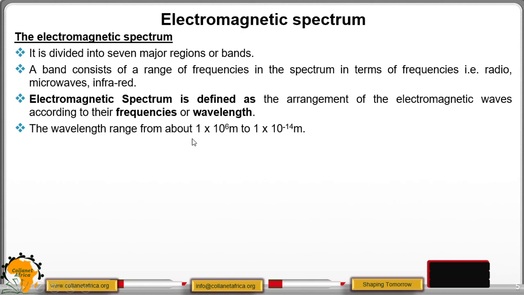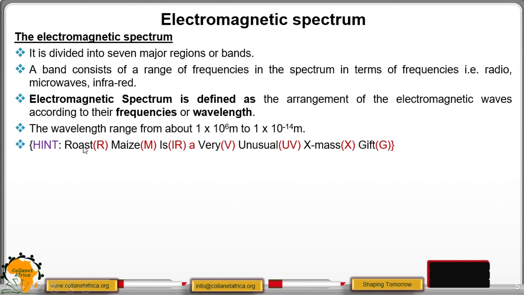The wavelength ranges from 1 × 10⁻⁶ meters to 1 × 10⁻¹⁴ meters, which implies that the wave that has the longest wavelength ranges from here, and the one that has the shortest wavelength is at this point.